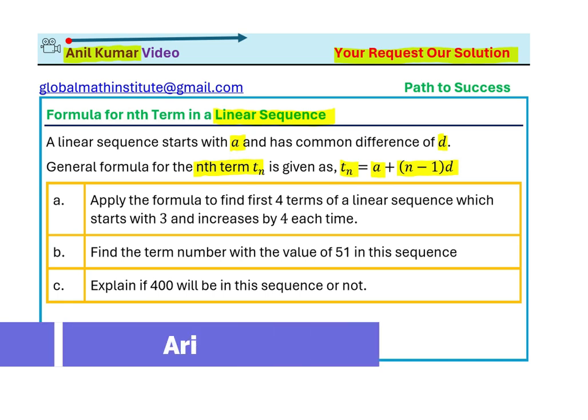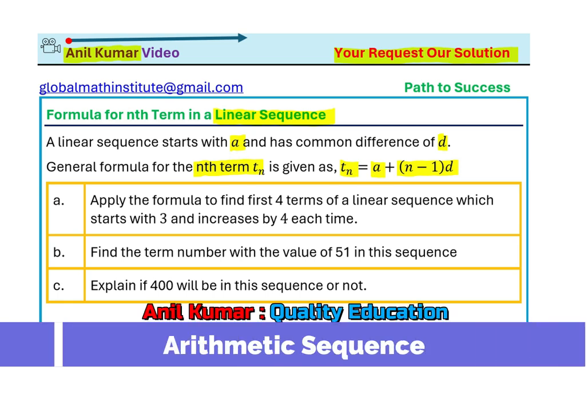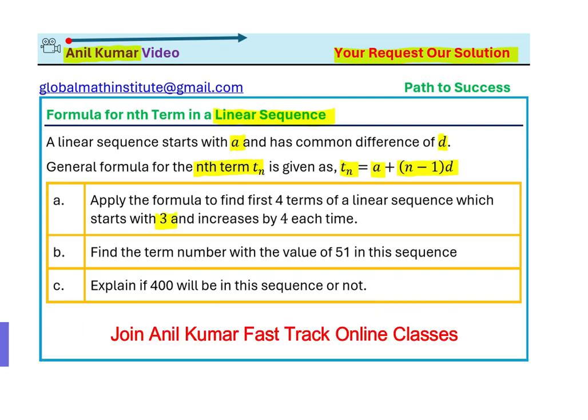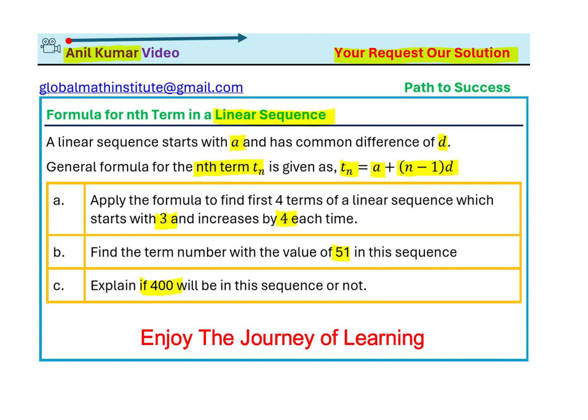Question number 1a is: apply the formula to find the first four terms of a linear sequence which starts with 3 and increases by 4 each time. B. Find the term number with the value of 51 in this sequence. Explain if 400 will be in this sequence or not. Now, with the help of this example, we are going to understand a lot about sequences.